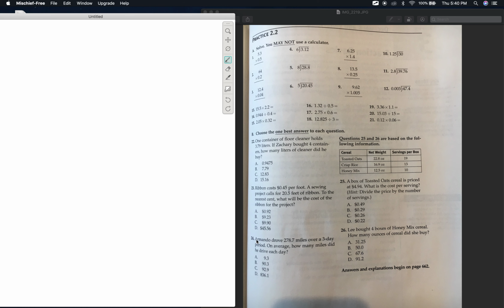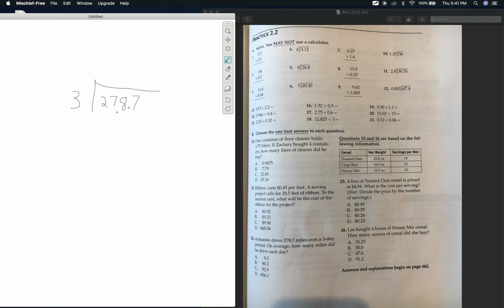Armando drove 278.7 miles over a 3-day period. On average, how many miles did he drive each day? So we know we need to find three equal parts of 278.7. Okay, so we'll divide that by 3 wonderful days.